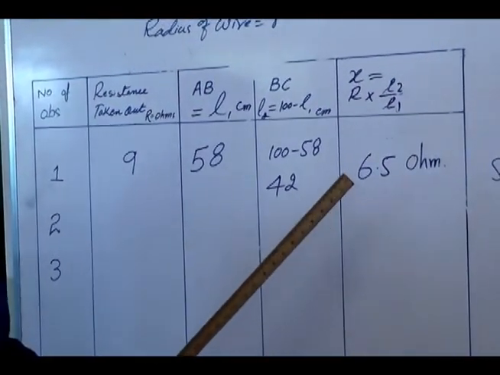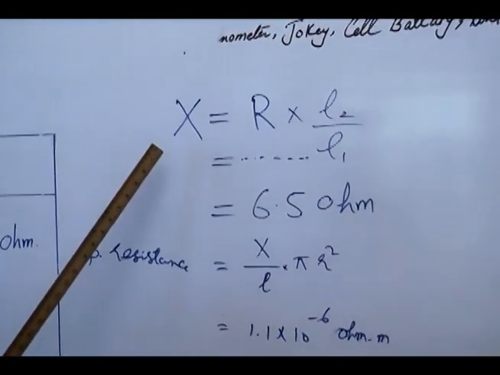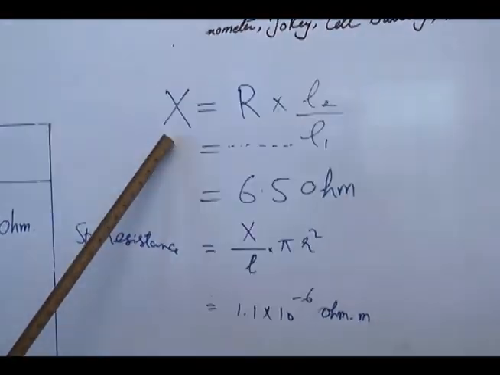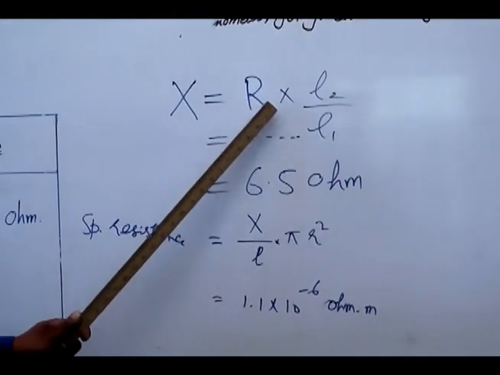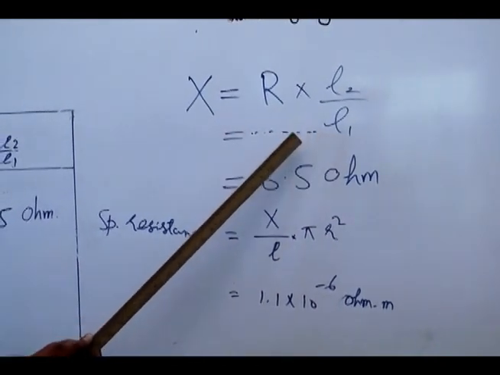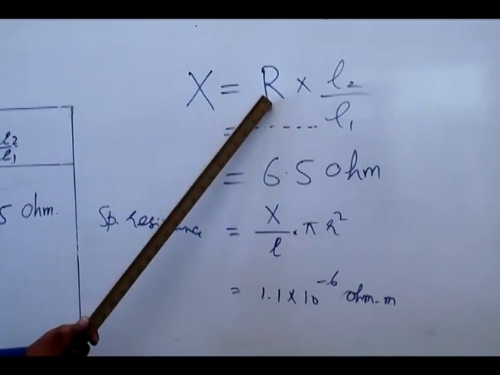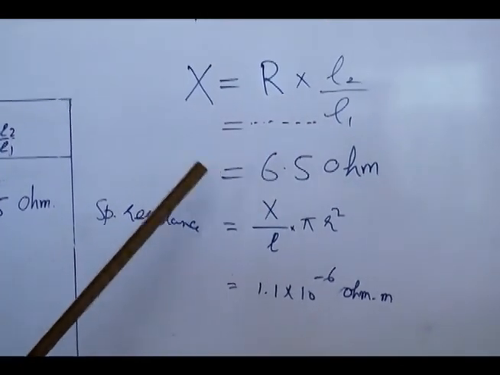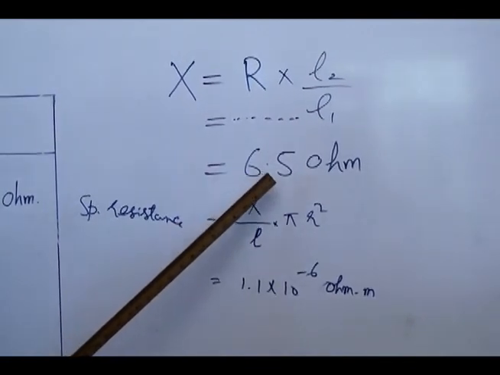Now we are going to calculate the unknown resistance by using this formula. X is equal to R into L2 over L1. By substituting all these values in this formula, we will get unknown resistance which is equal to 6.5 ohm.